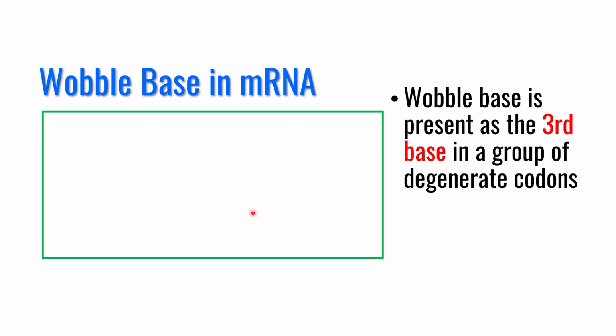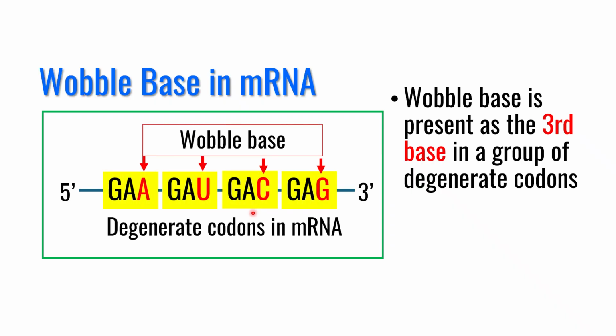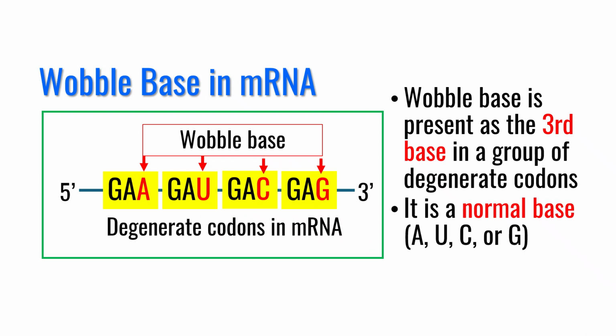Let us examine the features of wobble base in messenger RNA. Wobble base is present always as a third base in a group of degenerate codons. This is a group of 4 genetic codes which are degenerate codes because the third base is variable, the first two bases are same. The wobble base is shown by the arrow here. This is always a normal base which could be A, U, C or G.